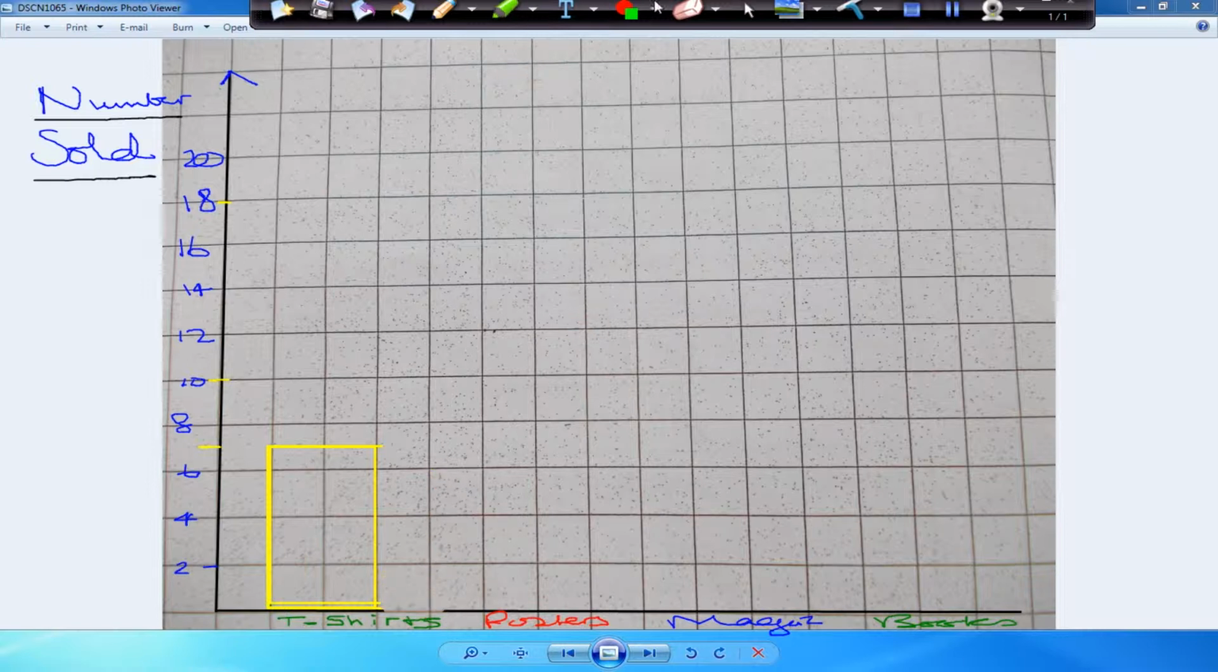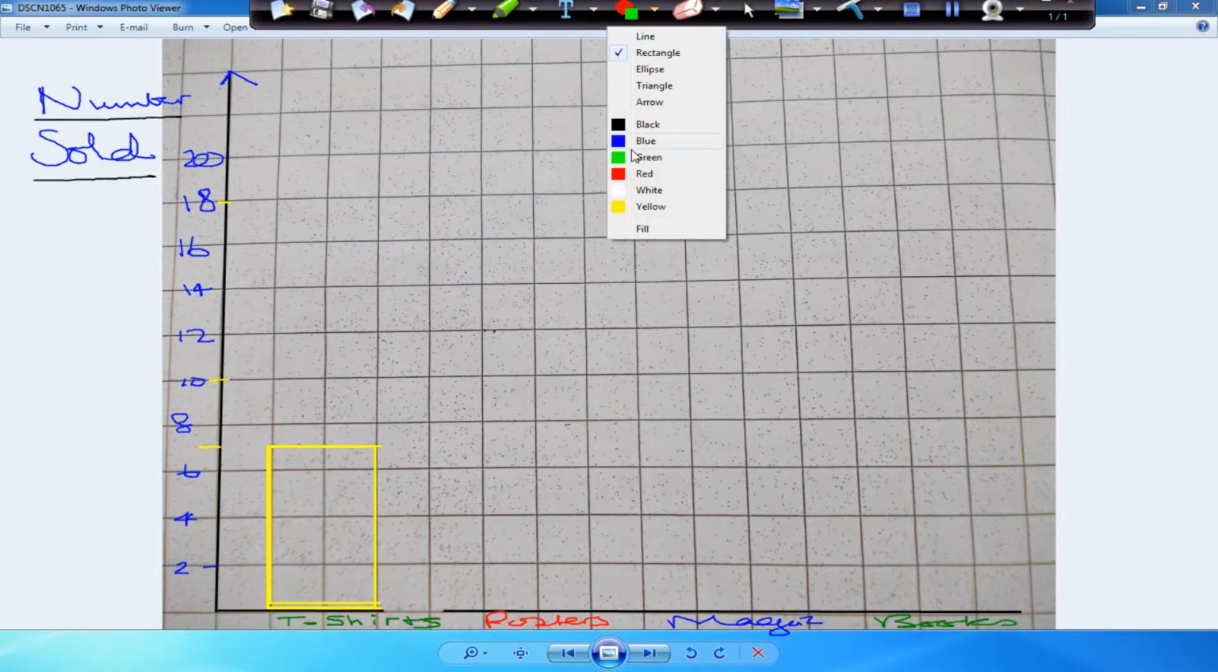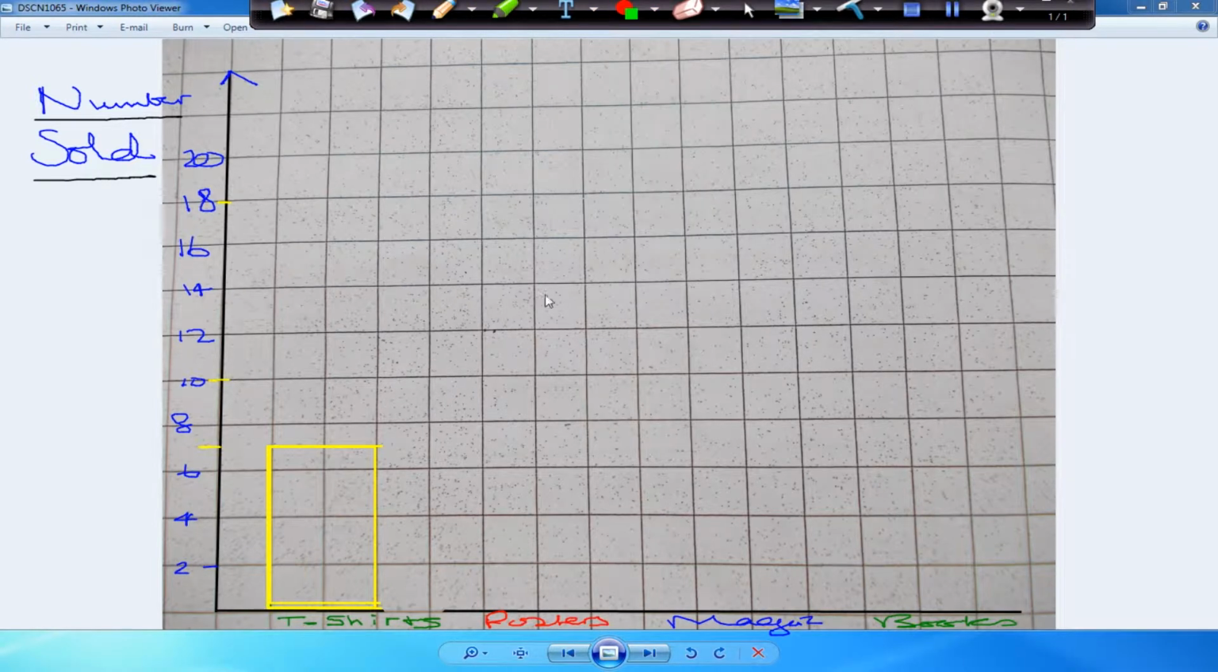Oof, that was close. Okay, so t-shirts is 7. What was posters? 10. Okay, can we do on 10 now, please? So posters, we're going to start here. We're going to miss out 2. Okay. 10. What was magazines? 18. Magazines was 18.